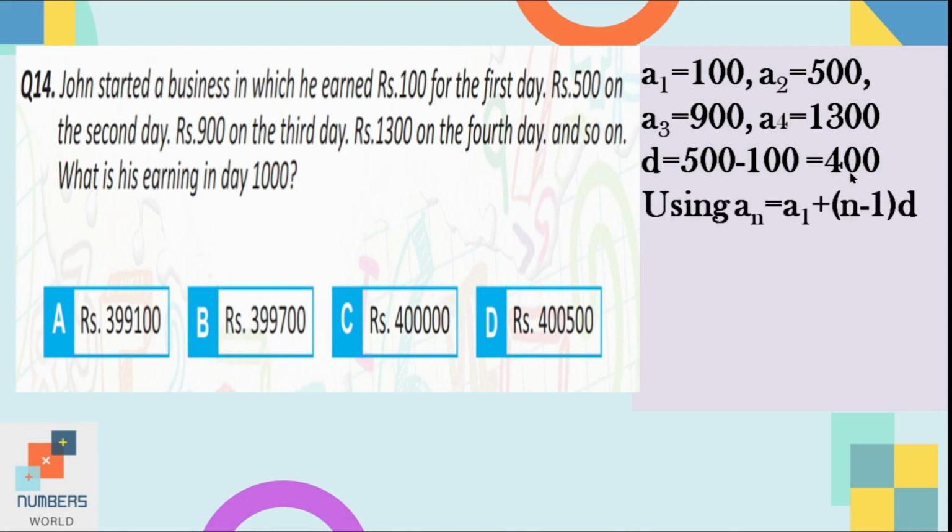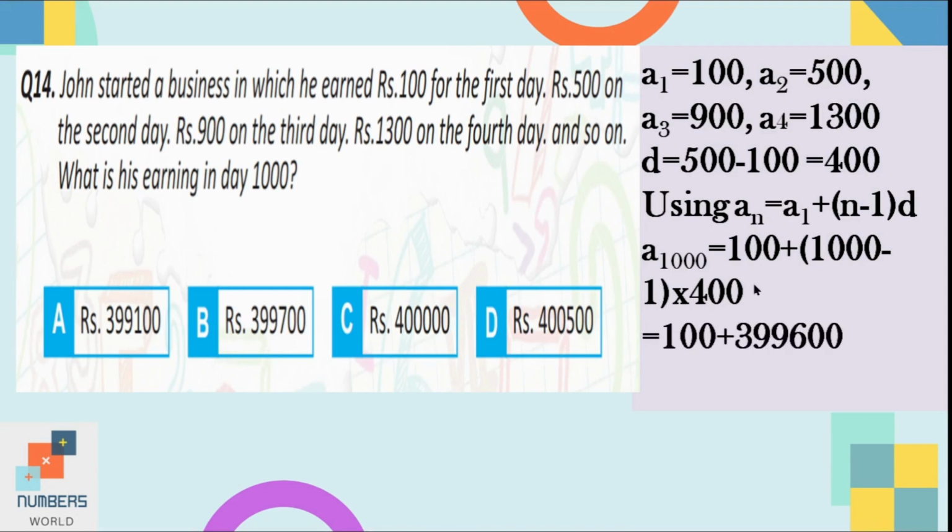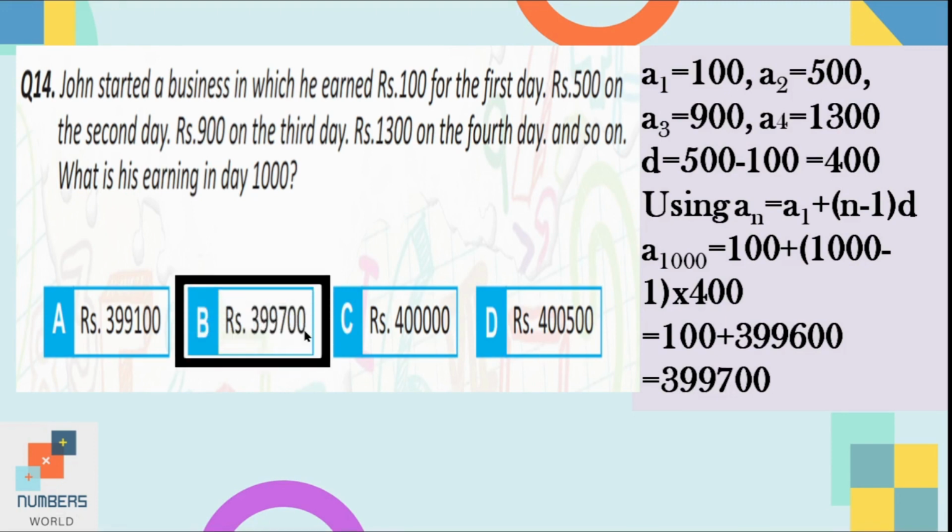Now we will find out the nth term by using the formula, that is equal to a1 plus n minus 1 multiplied by d. So here we have to find out his earning in day 1000. So our n is 1000. A1 is the first term, which is 100 here, and the difference between the two terms is 400. After putting all the values in the equation and solving it, we get 3,99,700. So option B is the correct option here. His earning in day 1000 is 3,99,700 rupees.